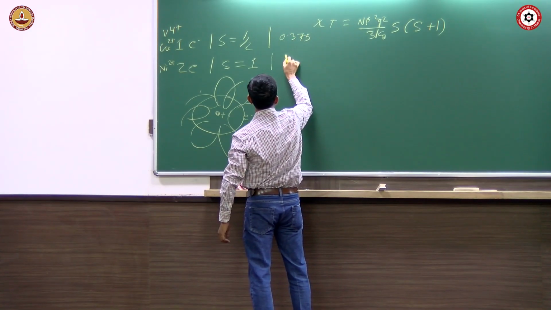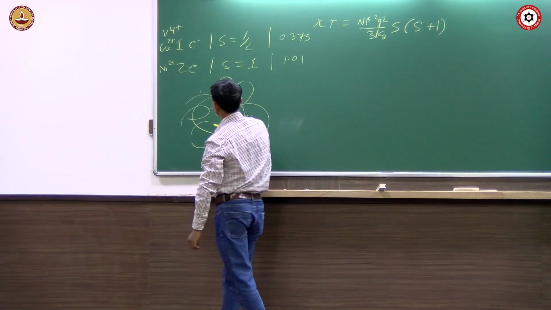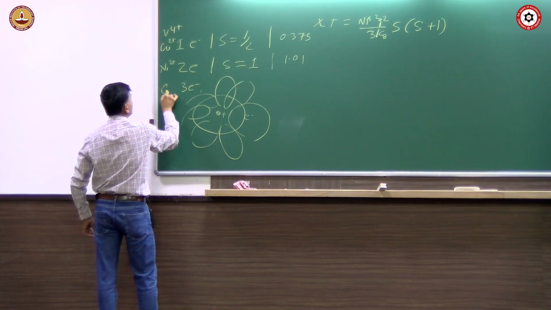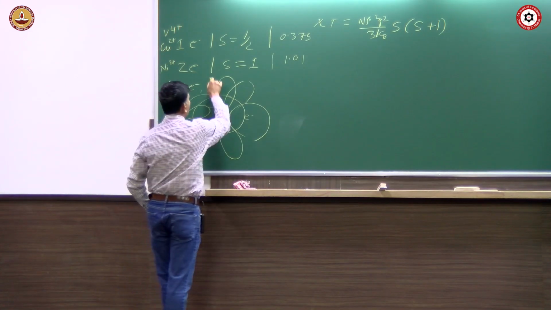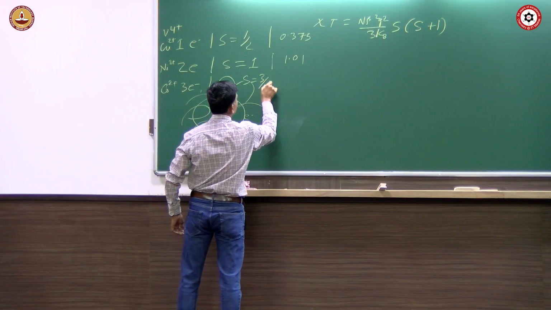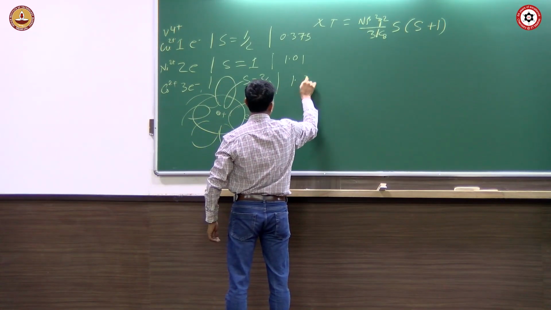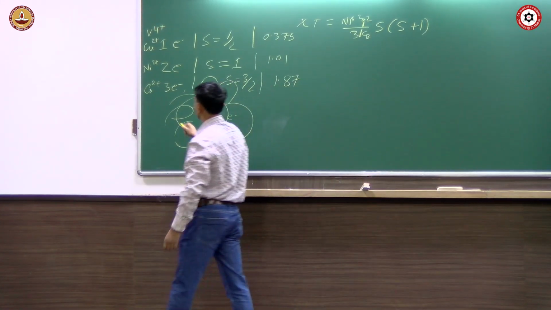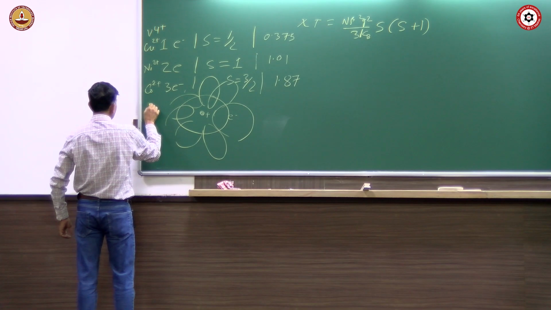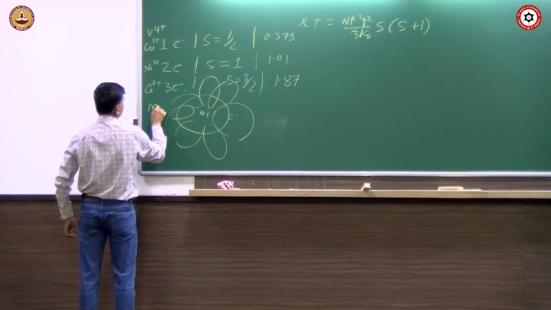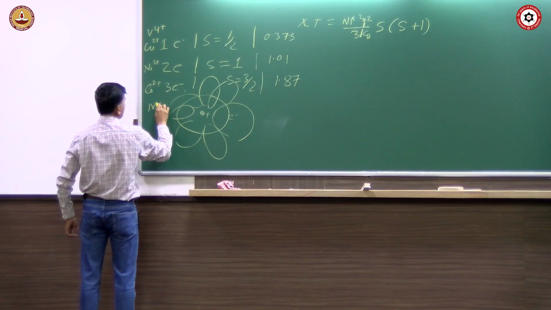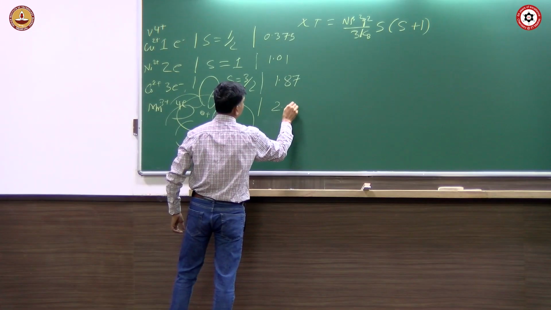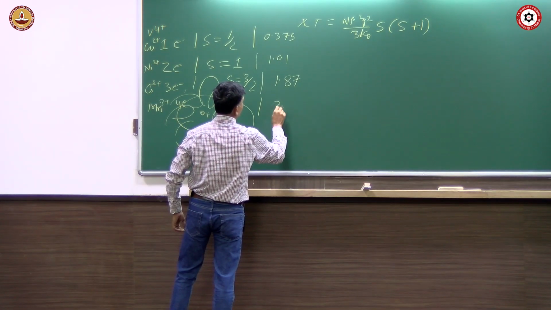So if you put S equal to 1, the 0.375 will become 1.01, something like that. If you go to a 3 electron system like cobalt 2 plus, with S equal to 3 by 2, this value will be coming 1.87. If you keep continuing like that, for a 4 electron system like manganese 4 plus or 3 plus, this value goes to 3.